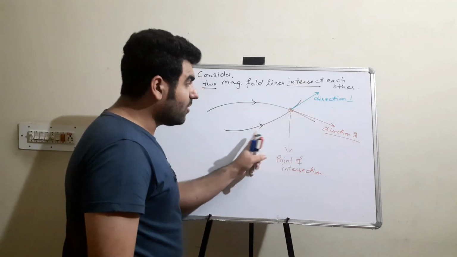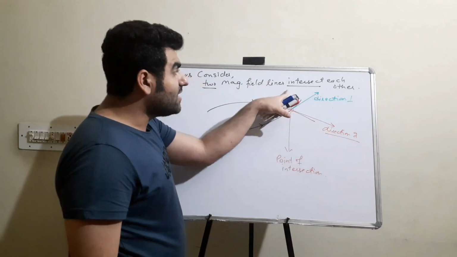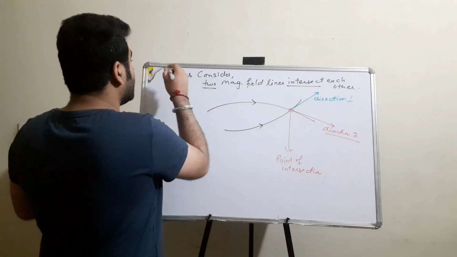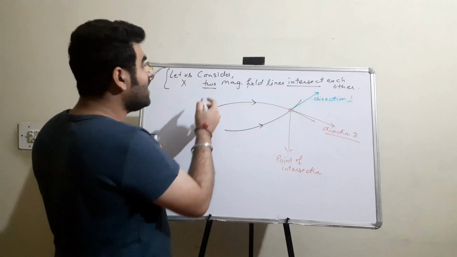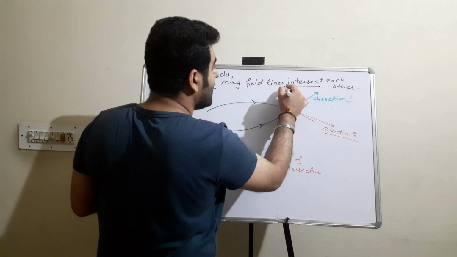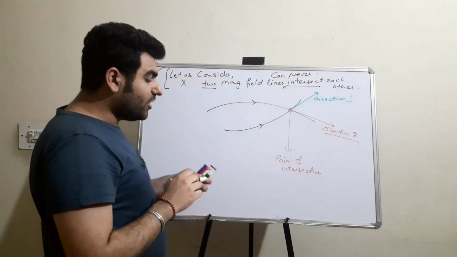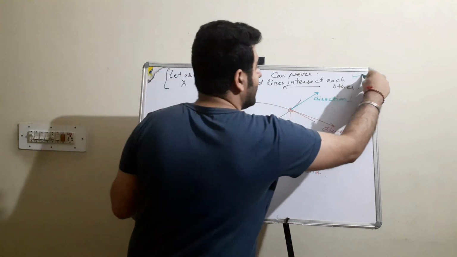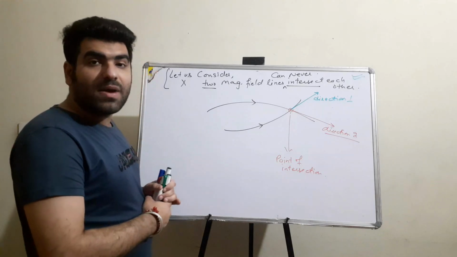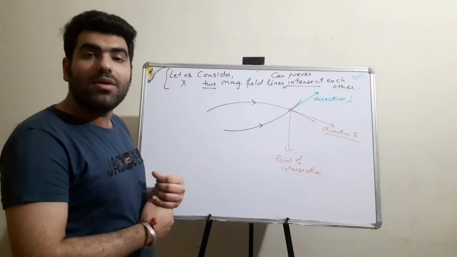Now why is this wrong? Because these two lines have intersected at a common point which is giving two directions. It means the assumption that we made was incorrect. So what is the correct thing? That two magnetic field lines can never intersect each other. And here is the proof. Alright. So in the next part, we will discuss the more important questions, or we can say the more important concepts.